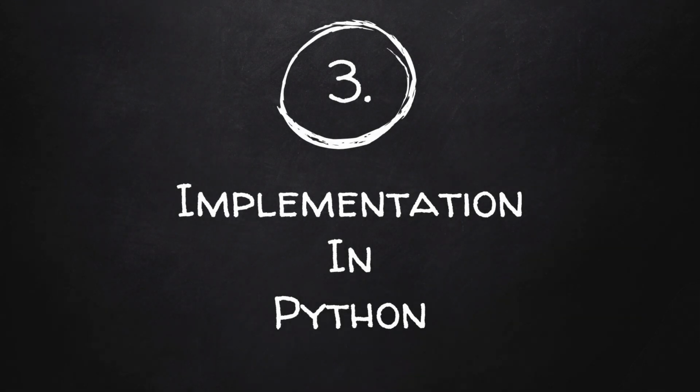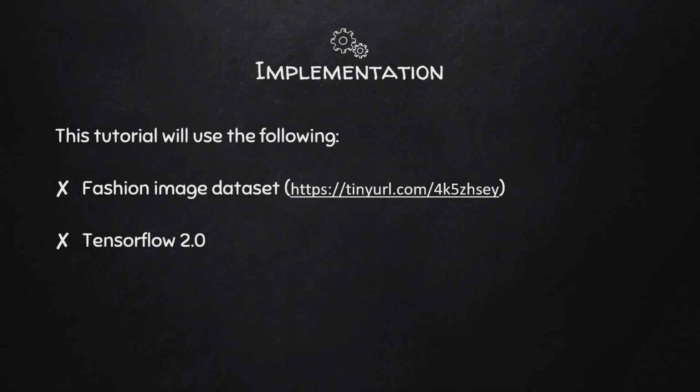Now that we have understood the concept, let's implement an image autoencoder in Python. In this tutorial, we will build an autoencoder from scratch using Tensorflow, and then apply it on a fashion objects database. You will find the link in the video description below. This tutorial will require Tensorflow 2.0 and Jupyter Notebook installed, so if you haven't set it up already, you can either use Google Colab or set it up on your computer using Anaconda.